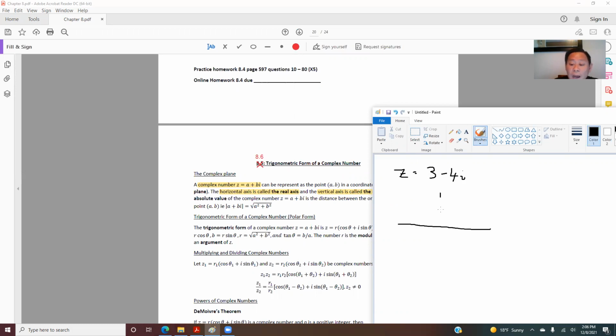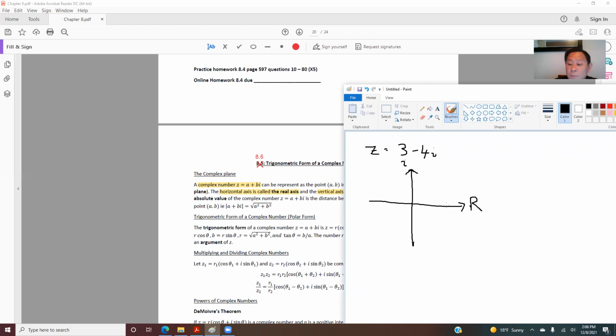In order for us to graph this on a complex plane, the real is your horizontal, the imaginary is your vertical. Yes, vertical is your imaginary. So 3 in this case will be here: 1, 2, 3. And negative 4i is 1, 2, 3, 4. So this is negative 4. The location of 3 minus 4i is right here. This is where z is. So it's very similar to coordinates. Instead of giving 3, negative 4, this is written as 3 minus 4i.